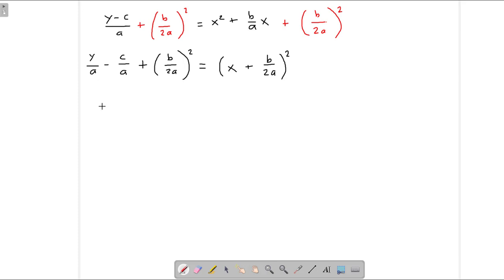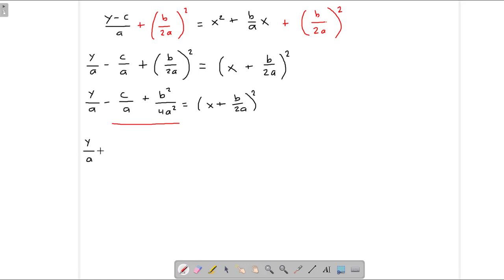So that's why we chose this b over 2a term here. So on this left-hand side, let me simplify this a little bit more. y over a minus c over a. And then I'm going to square this now. So I'm going to have plus b squared over 4a squared. Keep the right-hand side the same for now. And then I'm going to combine these two terms, this minus c over a and this b squared over 4a squared. So that means I need to get this to have the same denominator.